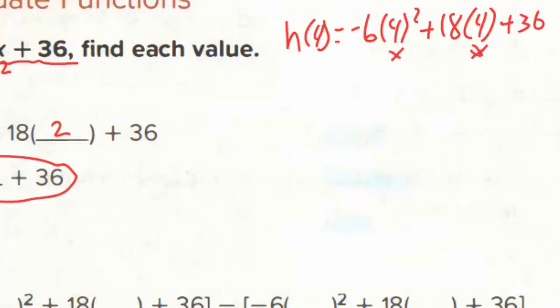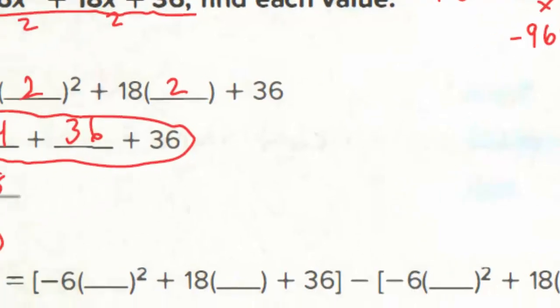Don't forget, all we did was substitute both of these x's with a 4. So we've got to do the 4 squared first, which is 16. 16 times negative 6 is going to give us a negative 96, plus, and then 4 times 18 is going to give us 72, plus 36. Add them all up, and you get positive 12.